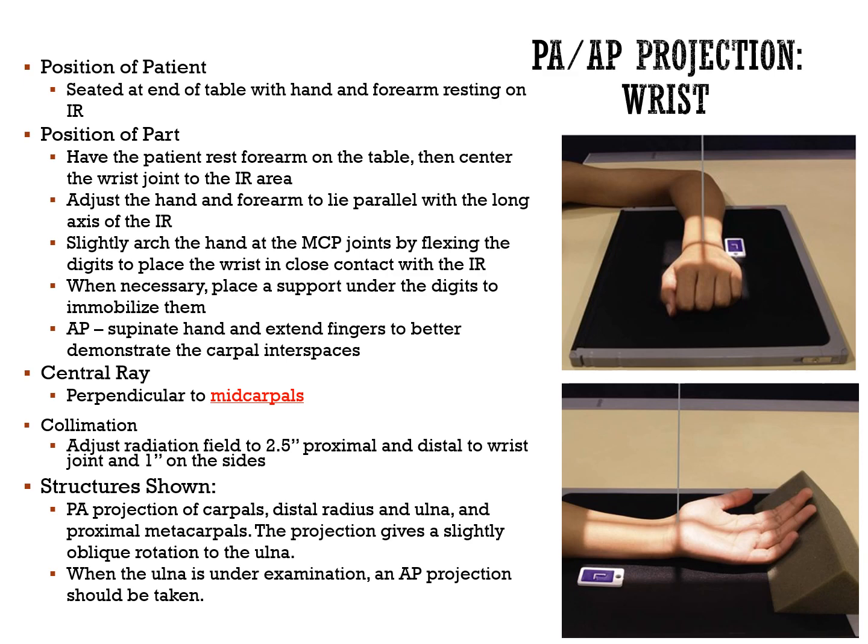If you perform an AP projection, which is shown below, then that would be to supinate the hand and extend the fingers to demonstrate the carpal interspaces better. So notice that the hand is on a sponge in this case. Either way, we're going to center perpendicular to the mid-carpals, and we already talked about the collimation. Structures shown: we're going to see a PA projection of the carpals, the distal radius and ulna, and the proximal metacarpals. We're going to see a little bit of an oblique rotation to the ulna, and when the ulna is under examination, an AP projection should be taken.